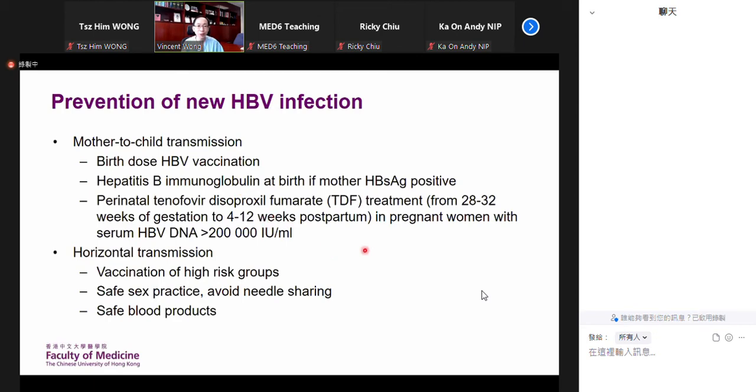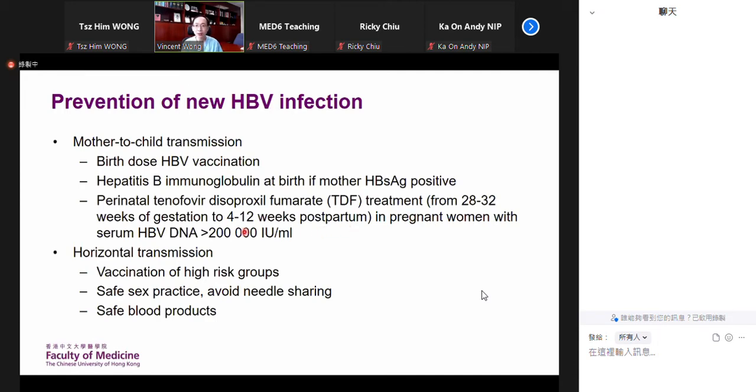Now, there is another new development. A few years ago, several observational studies and also a major randomized control trial published in the New England Journal of Medicine indicated that if the mother has chronic hepatitis B and at the same time a high viral load, with HBV DNA more than 200,000 international units per ml, even with birth dose vaccination or hepatitis B immunoglobulin, still a proportion of babies would become infected nevertheless. Therefore, in this setting, the use of perinatal tenofovir would be effective in preventing transmission. In fact, in those clinical trials, the transmission rate was 0%.